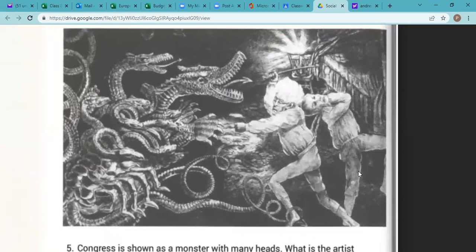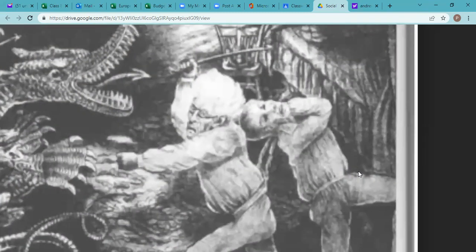So it looks like there's some serpents, right? Like a 3-headed dragon with its claws. All right, and then of course there looks like there's a younger boy that's leaning back. When you look at political cartoons, you kind of have to look close. What is happening in this picture?